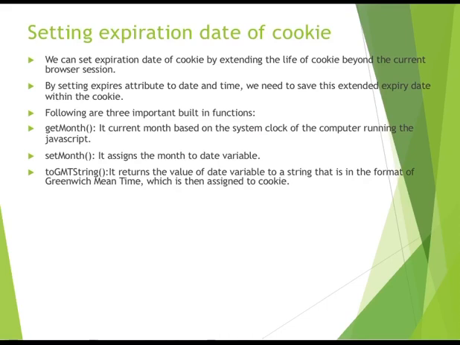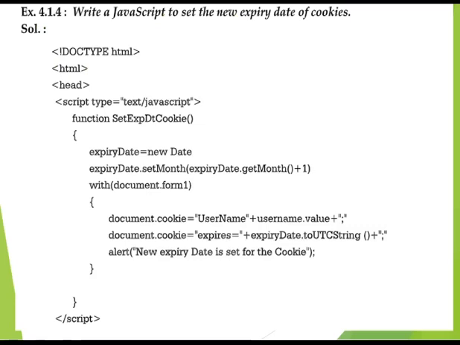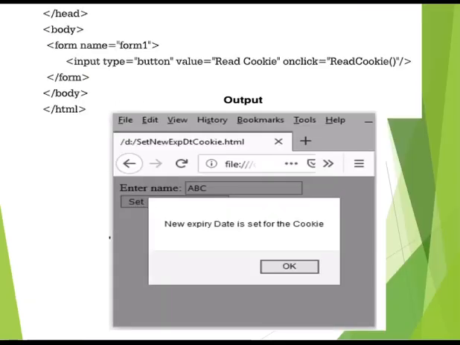Let's see the code. So here what we are doing is setting the cookie expiry date to the next month from the current month. So, new expiry date. Let's see the output, then I'll explain the code.